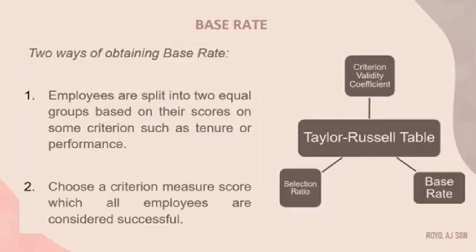Okay? Sa second way naman, which is choosing a criterion measure score which all employees are considered successful. So dito, magsiset ng isang criterion ang manager or kung sino mang in charge bilang basihan kung sino nga ba ang mga employees na makukonsider na successful. Okay? For example, sa isang real estate agency, ang agent lang na makakapagbenta ng 500,000 pataas ay i-consider na successful.